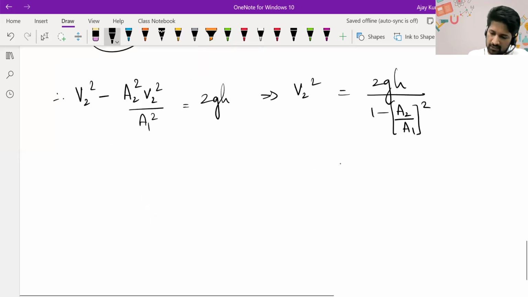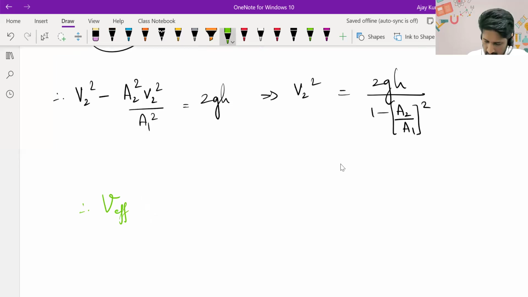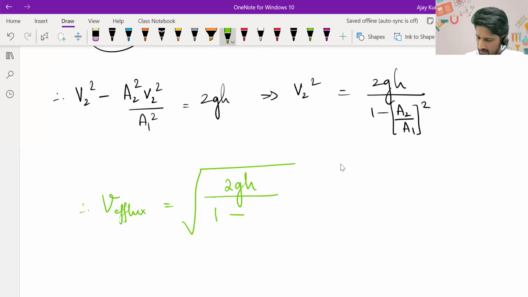Therefore, the speed of efflux becomes under root 2GH divided by 1 minus (A2 by A1) whole square. You can remember this formula if you want, but remember the situation for which this was derived. This is for a tank which has one tap connected, one tap open. For that we got an equation like this for the speed of efflux.